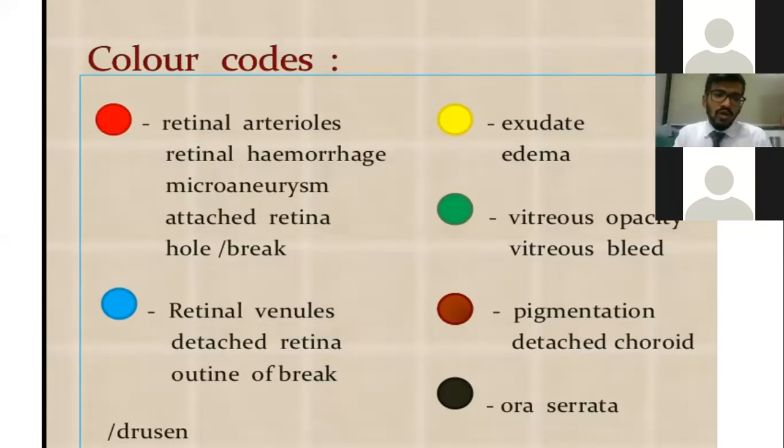Sorry. So the center of the hole or break is red in color and the periphery margin is blue in color. So blue is retinal venules, a detached retina or an outline of the break. All the exudates, edema, you draw in yellow. Anything in the vitreous is green. Vitreous opacities, vitreous haze, you see IOL, you see IOFB is all green. Brown is pigmentation or a detached choroid and black is the ora serrata.